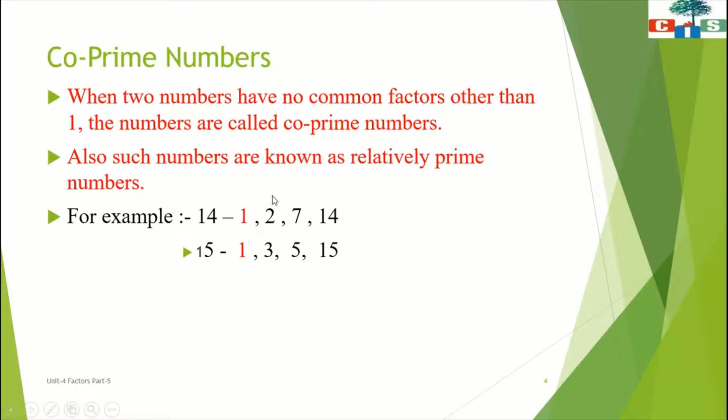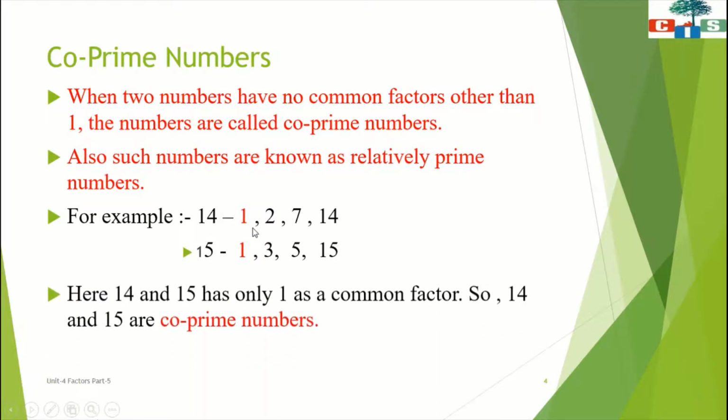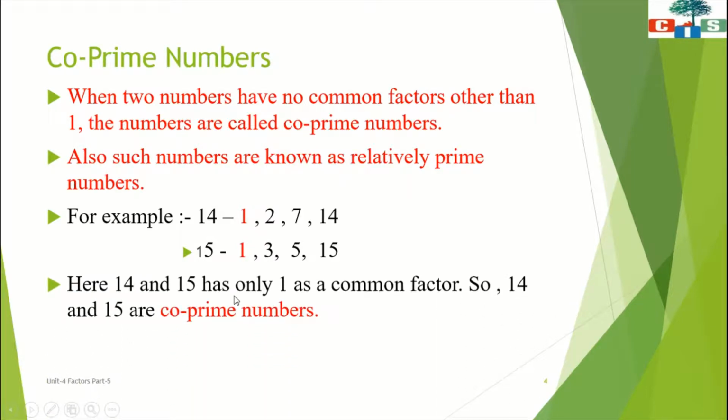Now from this we can see that there is no common factor other than 1. Only the common factor is 1. Therefore 14 and 15 are coprime numbers, because in the factors of 14 and 15 we do not have any common factor except 1. So 14 and 15 have only 1 as a common factor, so 14 and 15 are coprime numbers.